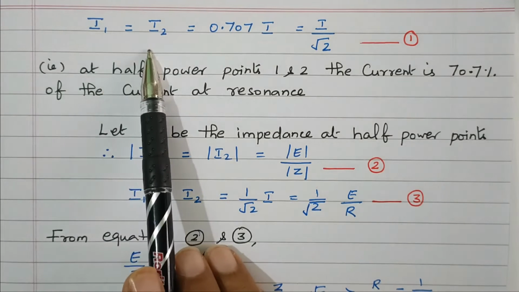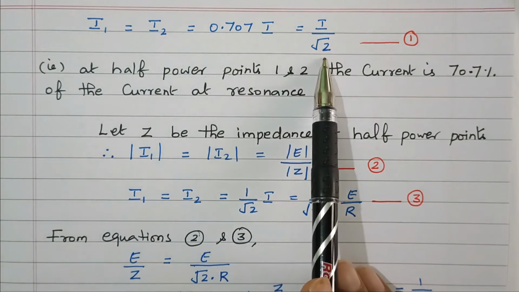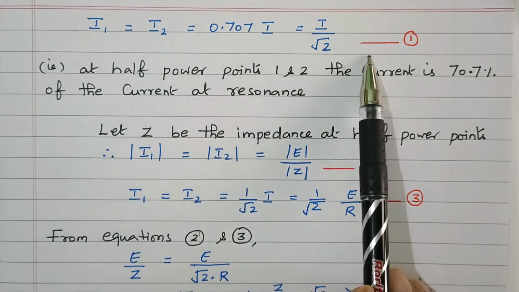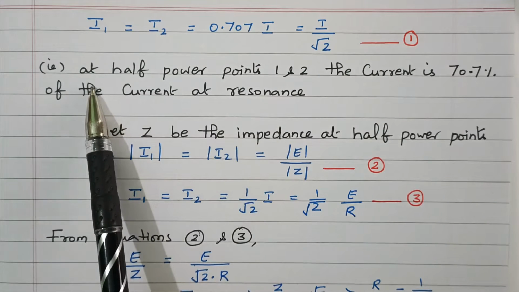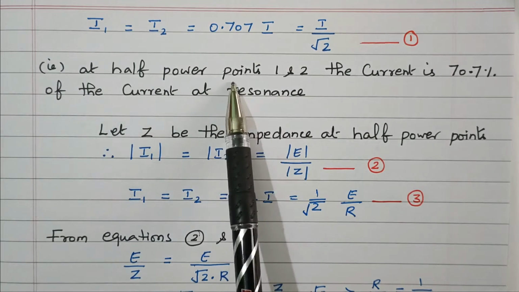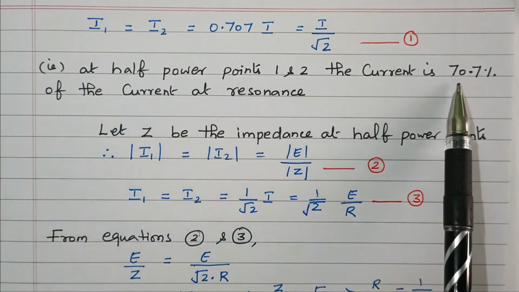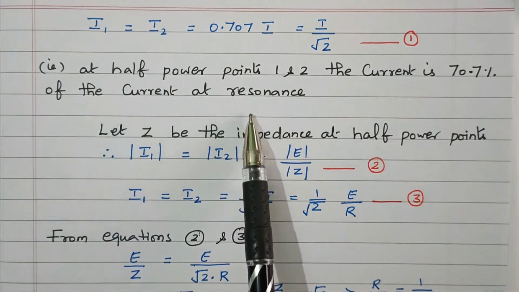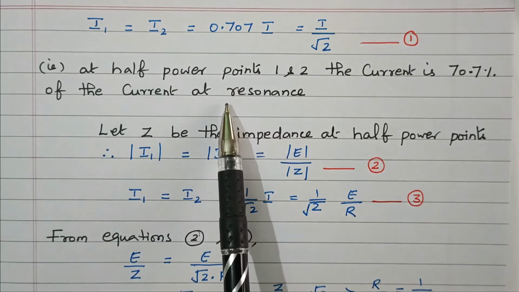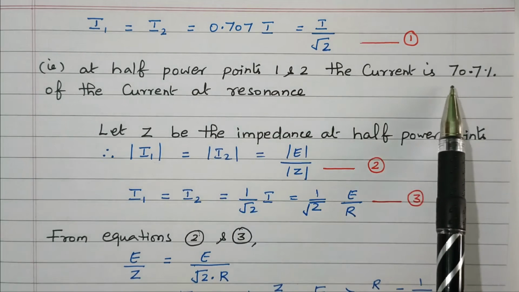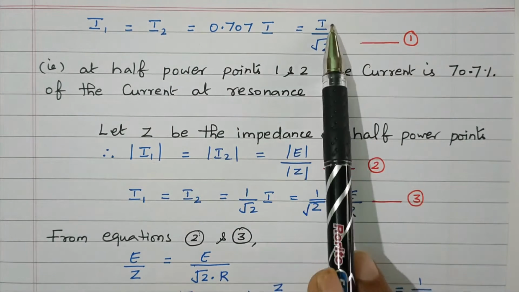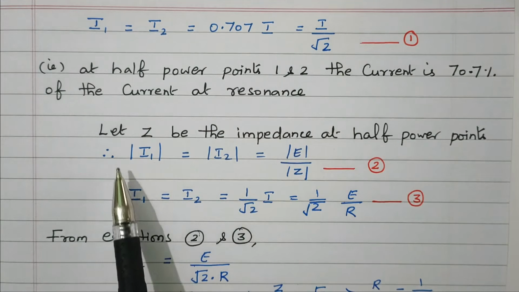So I1 equal to I2 equal to I divided by root 2, so that is 0.707 I. We will take this as equation number 1. That is, at the half power frequencies, at half power points 1 and 2, the current is 70.7% of the current at resonance. That is the important conclusion. At half power, the current is about 70.7% based on this expression, I divided by root 2.